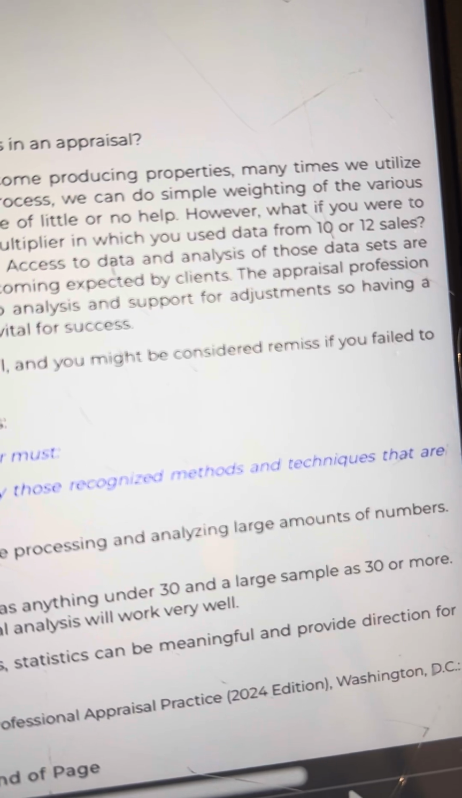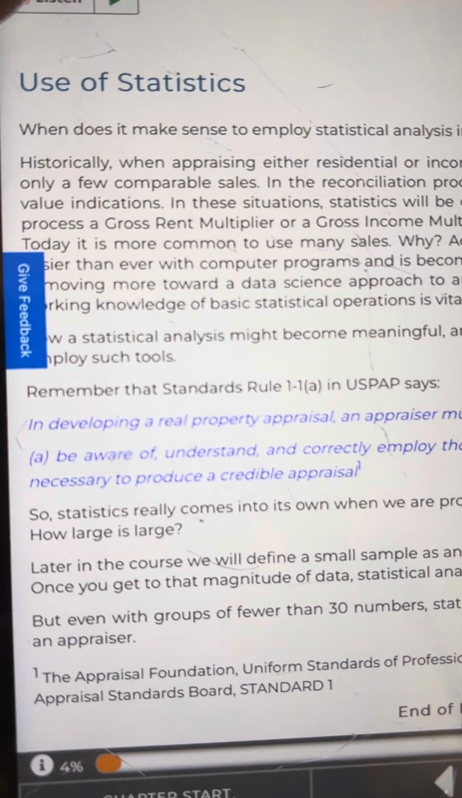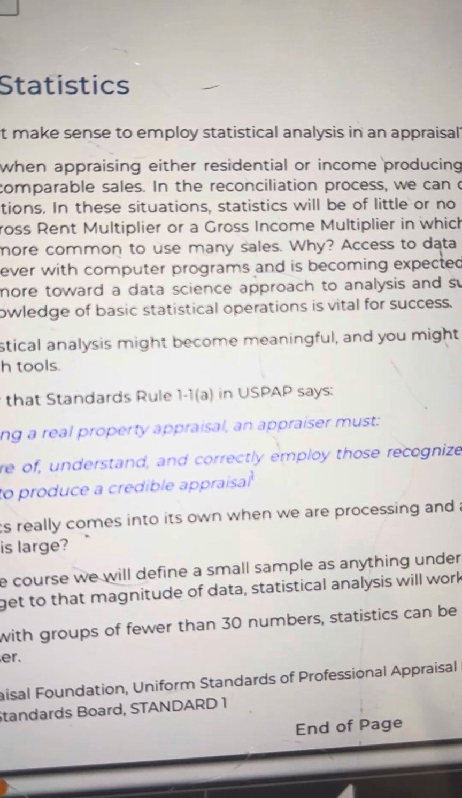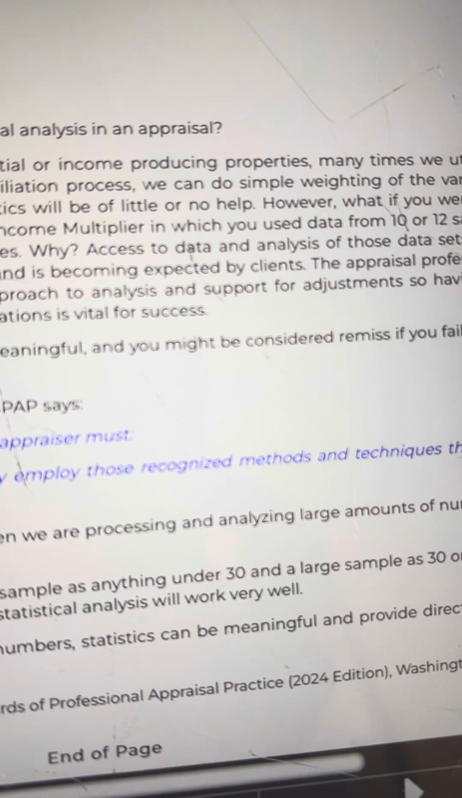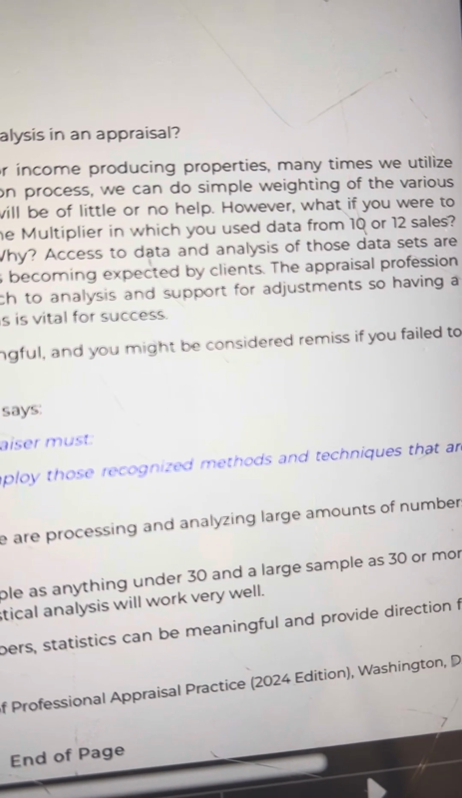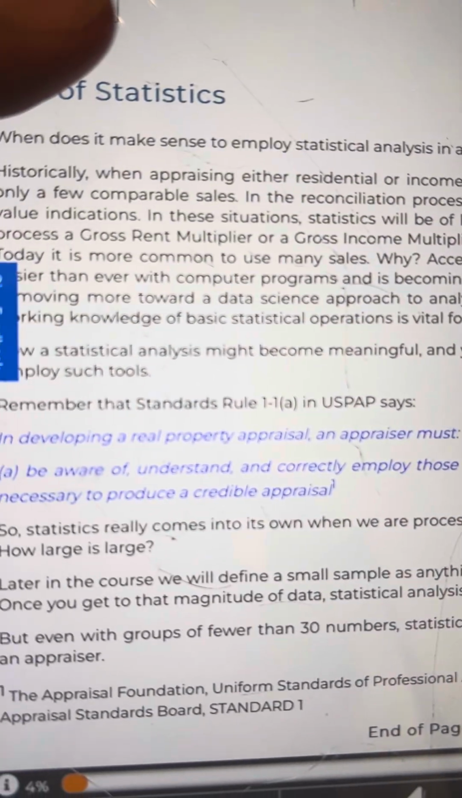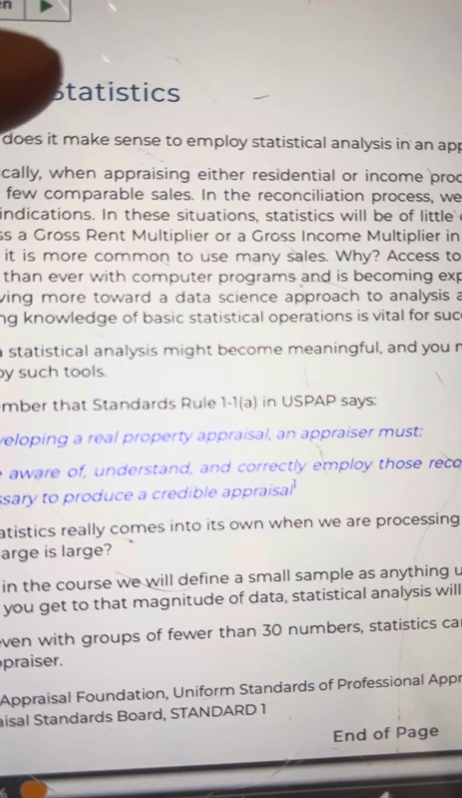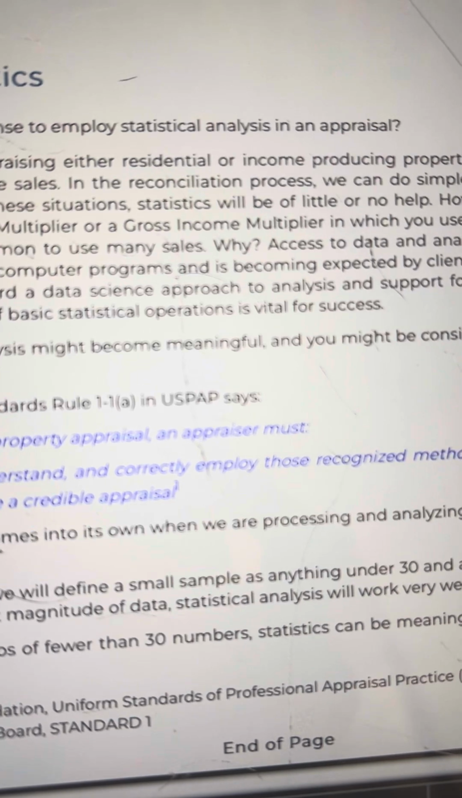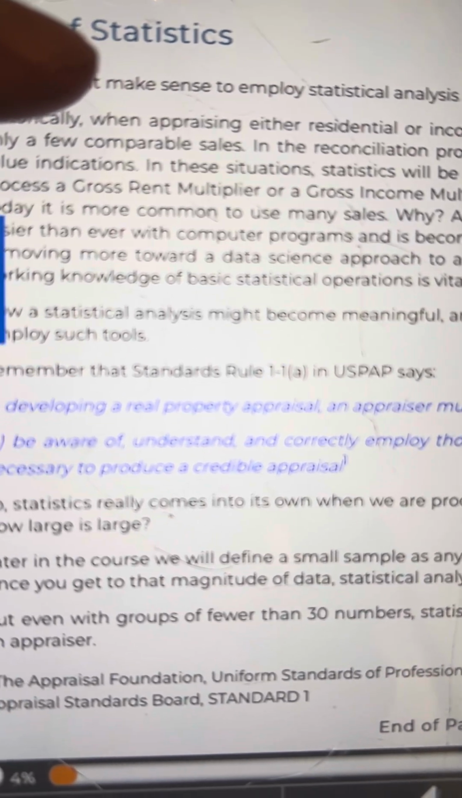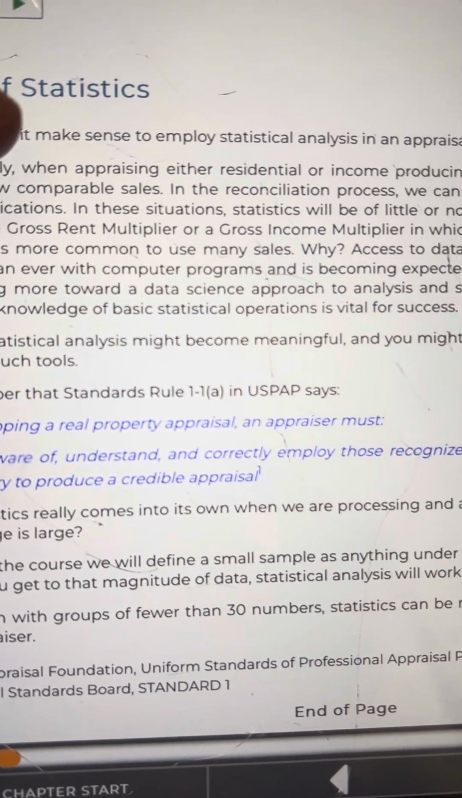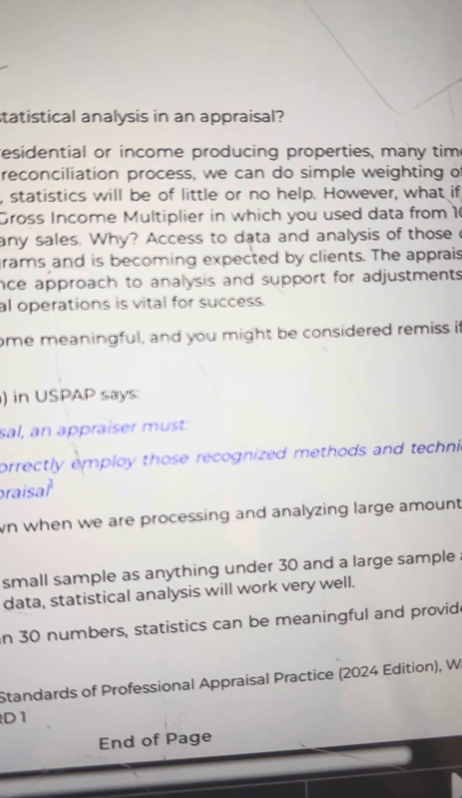However, what if you were to process a gross rent multiplier or a gross income multiplier, in which you use data from 10 or 12 sales? Today, it is more common to use many sales. Why? Access to data and analysis of those data sets are easier than ever with computer programs and is becoming expected by clients.